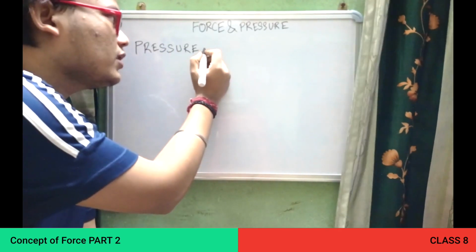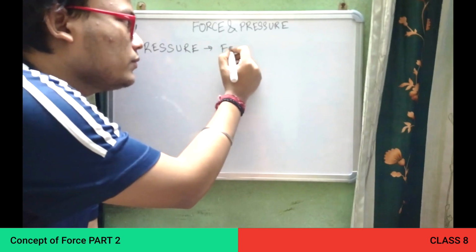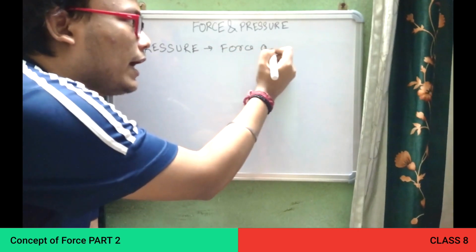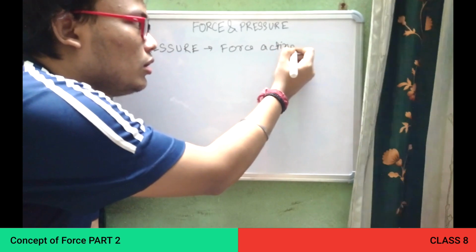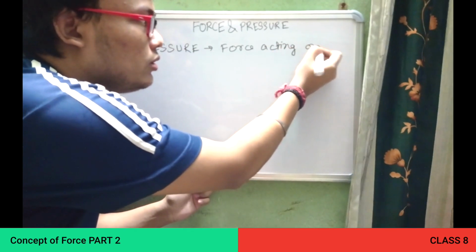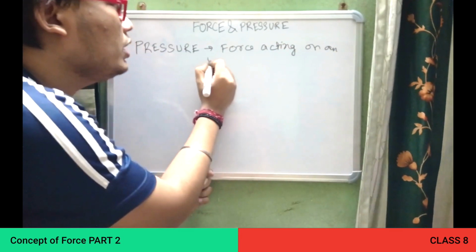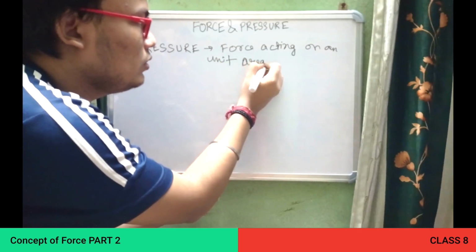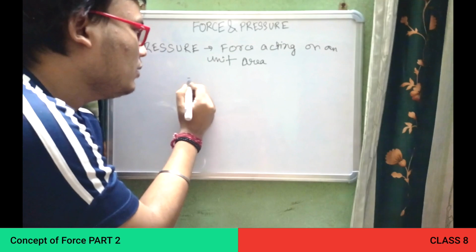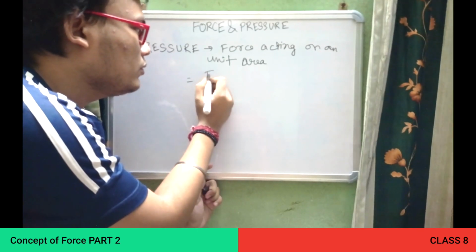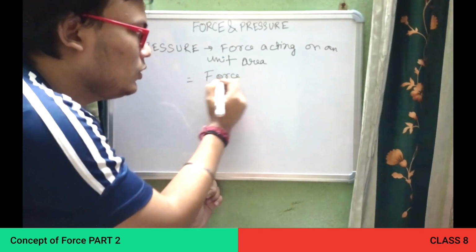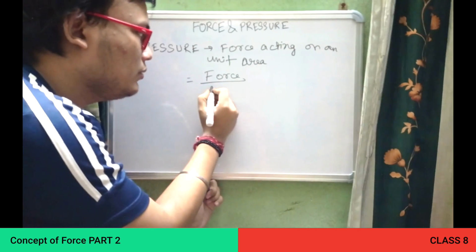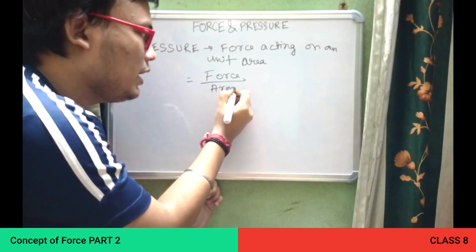So simply, pressure can be described as the force acting on a unit area. So in mathematical terms it can be described as force per unit area, or force divided by area.